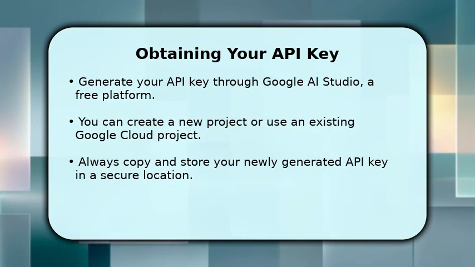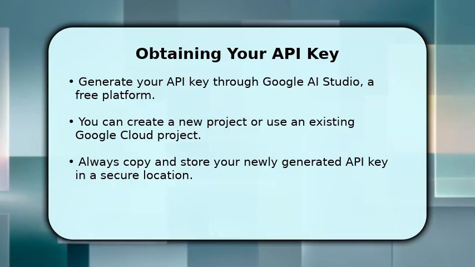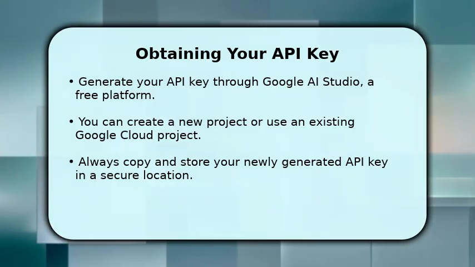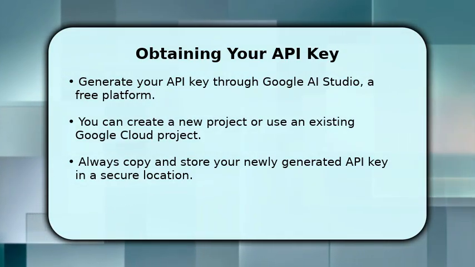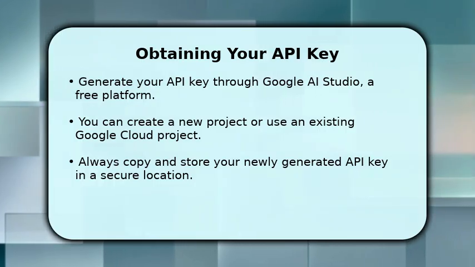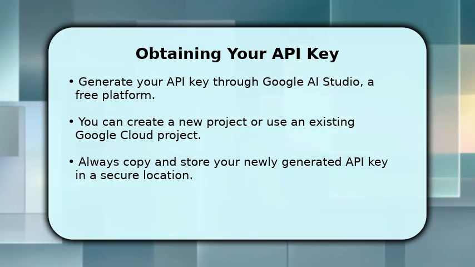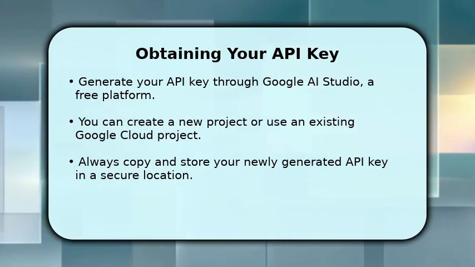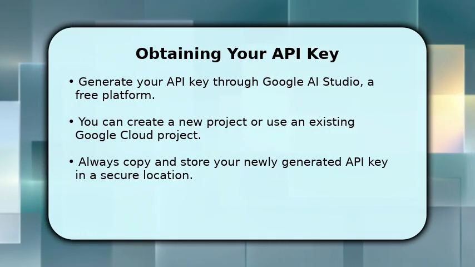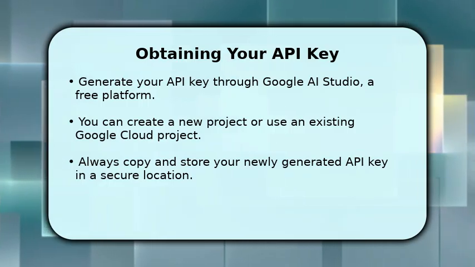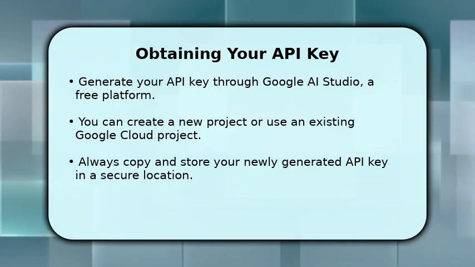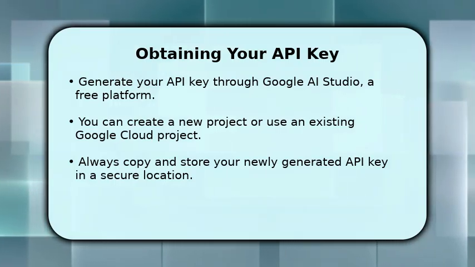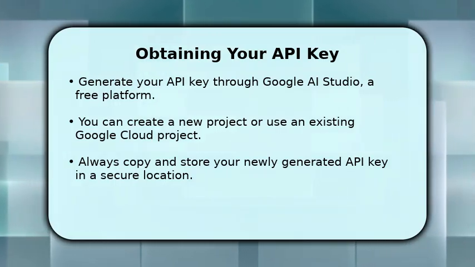Getting your Gemini API key is a straightforward process. You'll need to visit Google AI Studio, which is a free platform provided by Google. Once there, you can easily generate your API key. You'll have the option to either create a new project or associate the key with an existing Google Cloud project. After generation, it's vital to immediately copy and securely store your API key. Never leave it exposed or easily accessible to others.